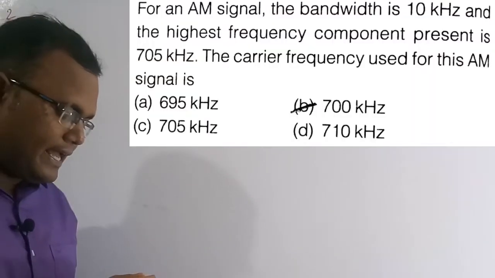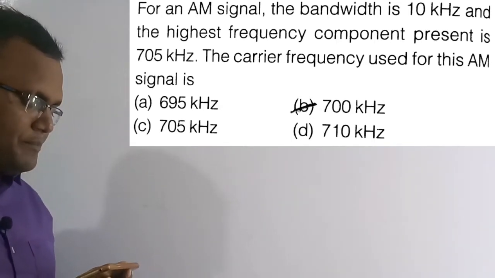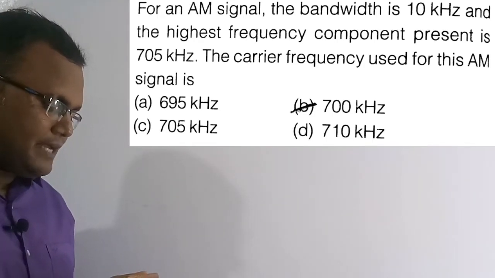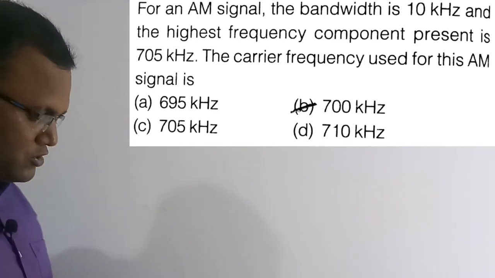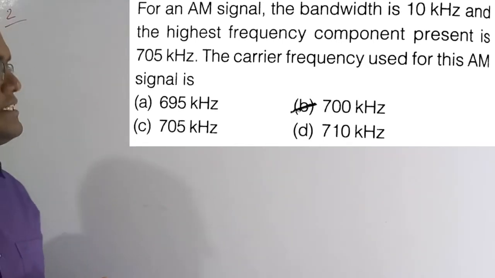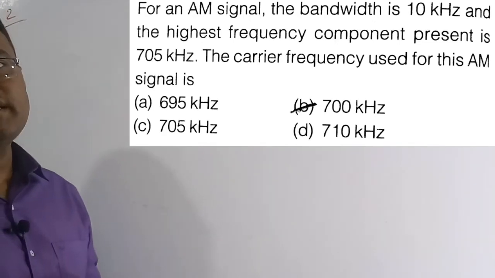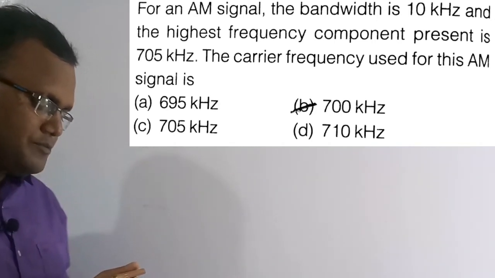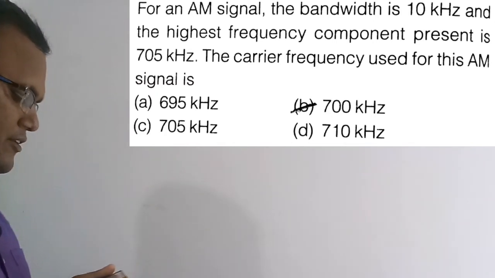So now we are going to solve the second question. See the question here. For an AM signal the bandwidth is 10 kilohertz and the highest frequency component present is 705 kilohertz. The carrier frequency used for this AM signal is. So in the question they have given the bandwidth is 10 kilohertz and the highest frequency component present is 705 kilohertz. So we need to find what is the carrier frequency in this AM modulation, means amplitude modulation. Option A 695 kilohertz, option B 700 kilohertz, option C 705 kilohertz, option D 710 kilohertz.